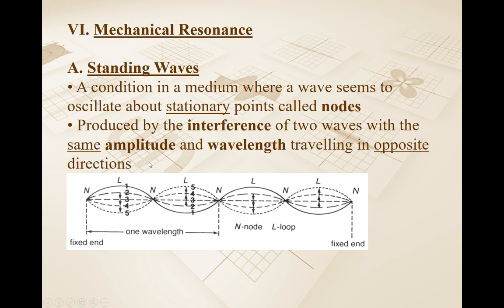To produce one of these waves, you need two waves with the same amplitude, same wavelength, moving in opposite directions, and it's their interference that results in the superimposed wave we call a standing wave.